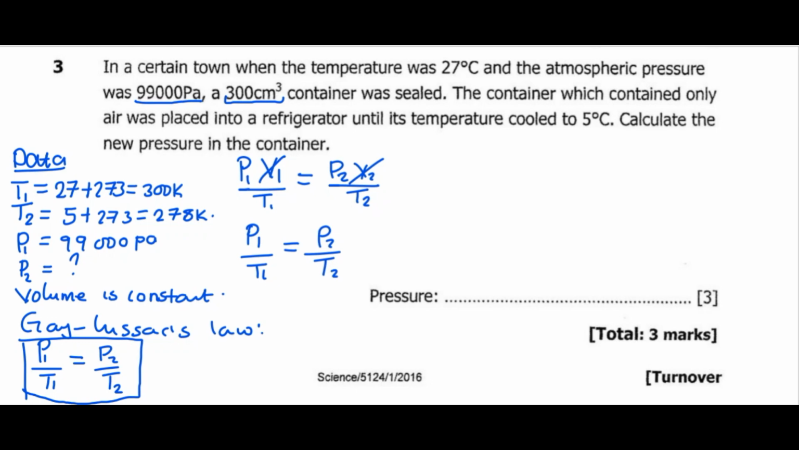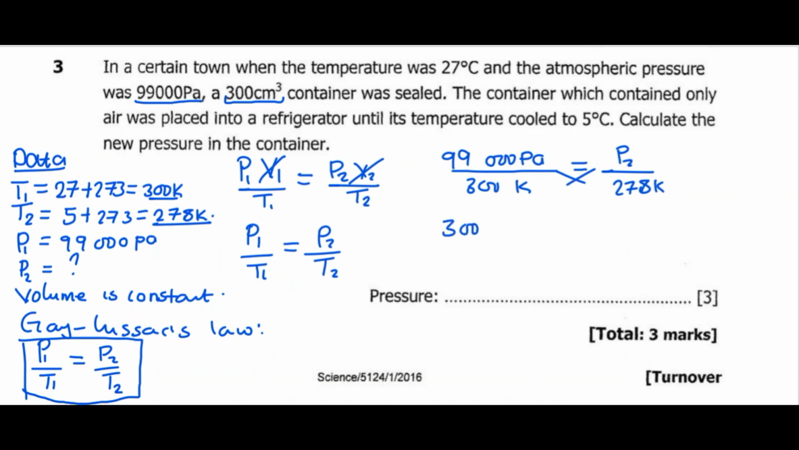So now we can substitute. Pressure 1 is 99,000 Pascal over temperature 1, which is 300 Kelvin. Then pressure 2 is what we are solving for. Then temperature 2 is 278, so 278 Kelvin.